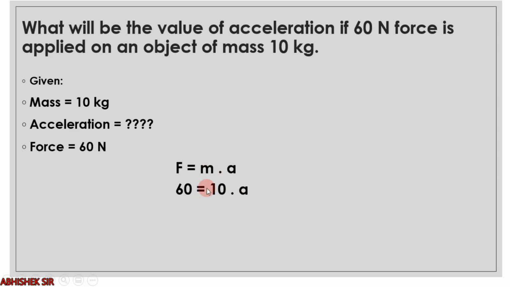Now this 10 over here must be taken to the other side to find the value of acceleration. So if 10 goes below 60, the value of a will be 60 by 10, and that is 6 meter per second square. Note that here we are finding acceleration, so don't put the unit of force. Here the unit will be only meter per second square, right? So these types of questions may be asked on the basis of the second law of motion.